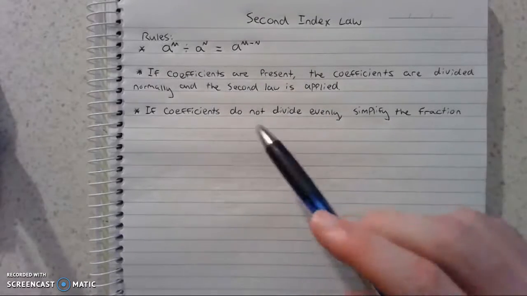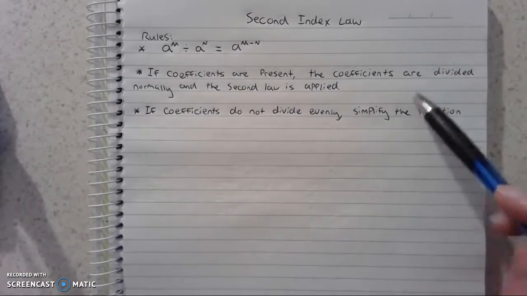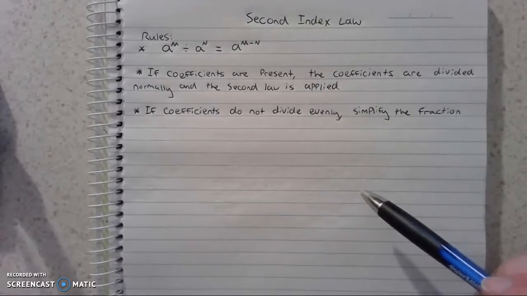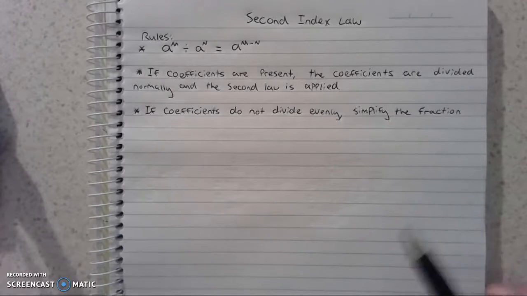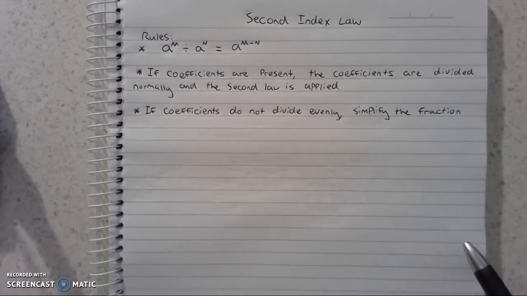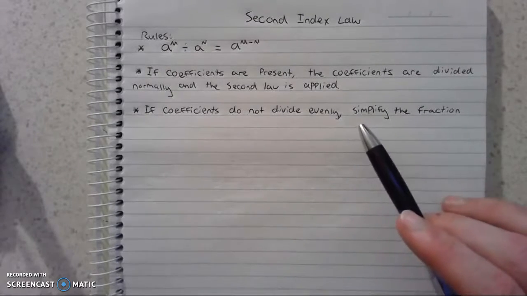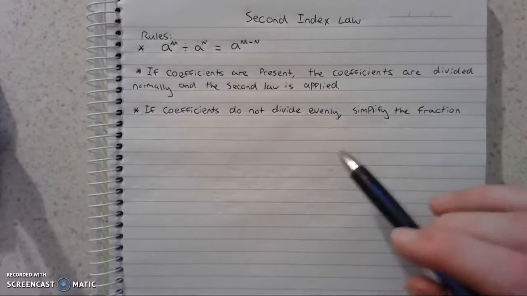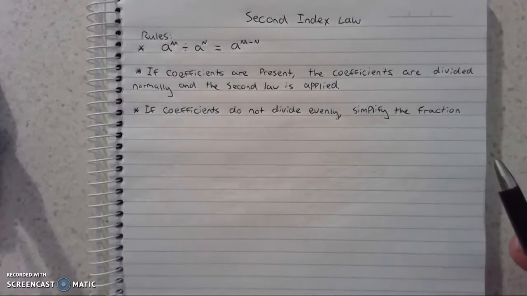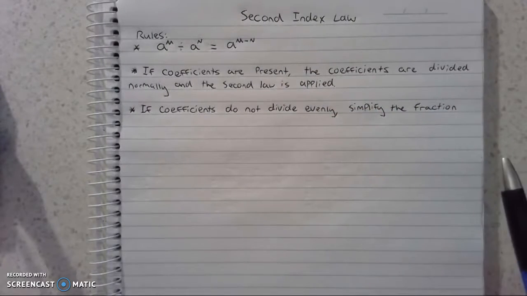Okay, now if coefficients are present in the second law, the coefficients are divided together normally, and then the second law is applied. So very similar to the first law with multiplication, but with division. Now the one thing extra that the second law has is if the coefficients do not divide evenly, then all we do is we simplify the fraction down and then apply the second law up here. Okay, so let's do some examples.